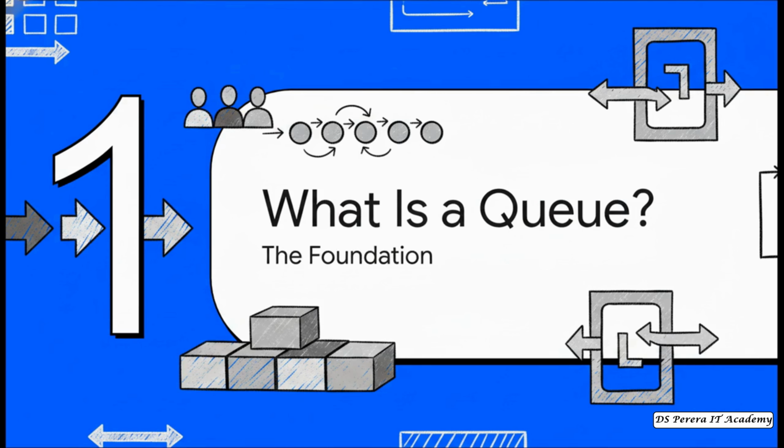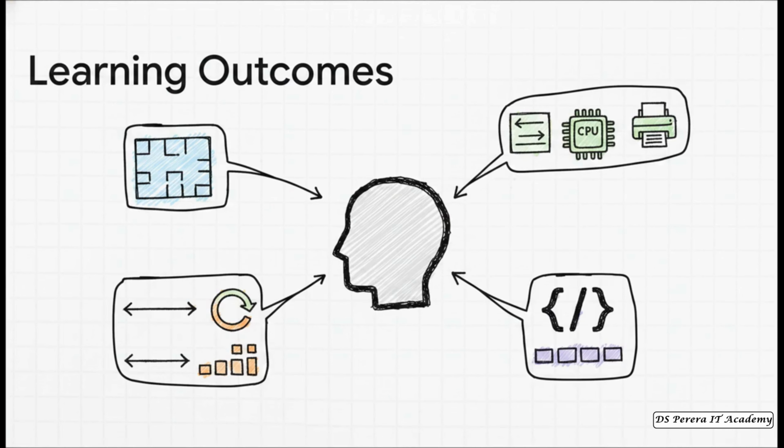Section 1, what is a queue? This is where it all begins, the foundation for everything else we're going to talk about today, so let's lock in on these core ideas. So by the time we're done here, you're going to have a solid grasp of these 4 key learning outcomes. First up, you'll be able to confidently define the queue abstract data type.